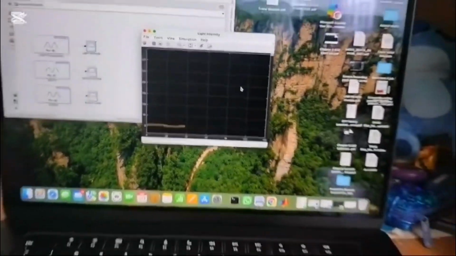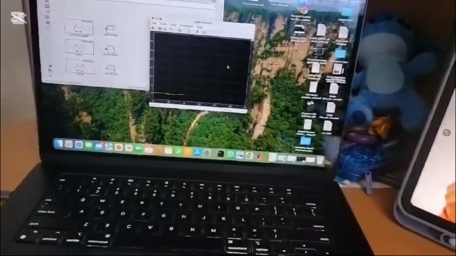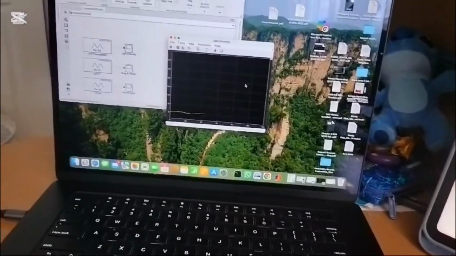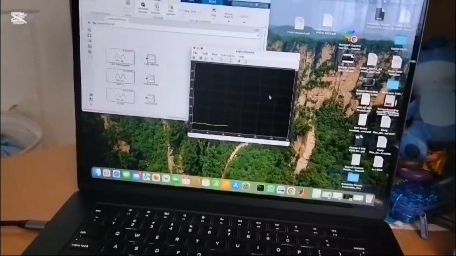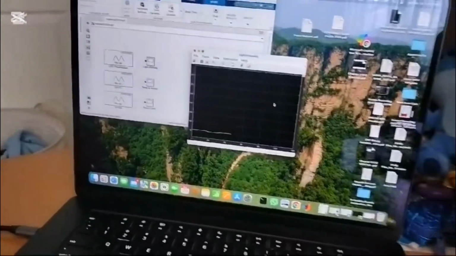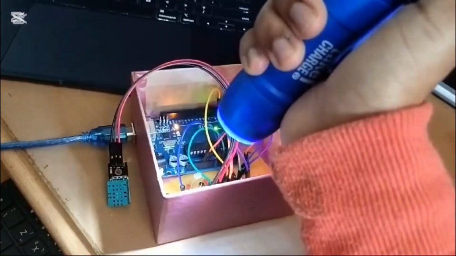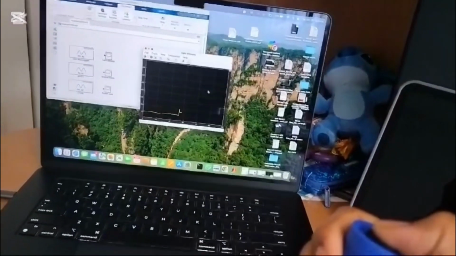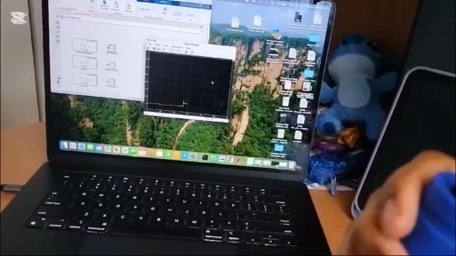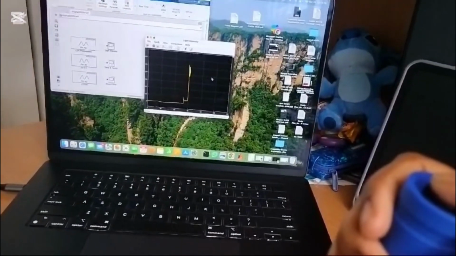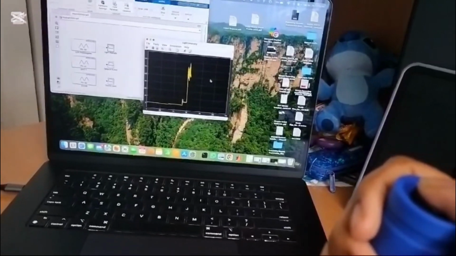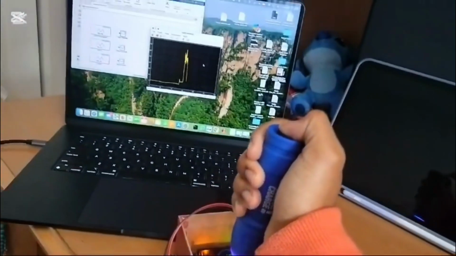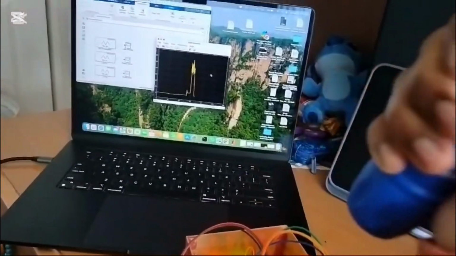For the second test, I've decided to use a torch. So when I turn on the torch on the LDR, you can see a sharp rise in the light intensity graph. There you go. And when I turn the torch off, this will go back to normal.